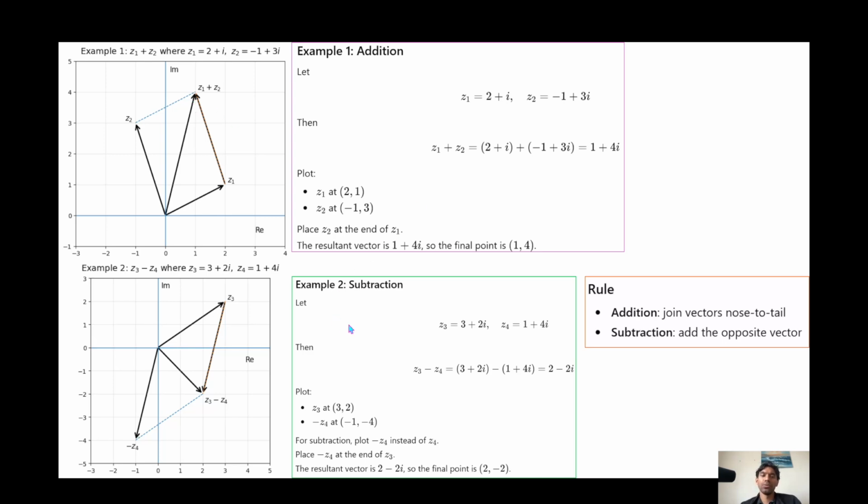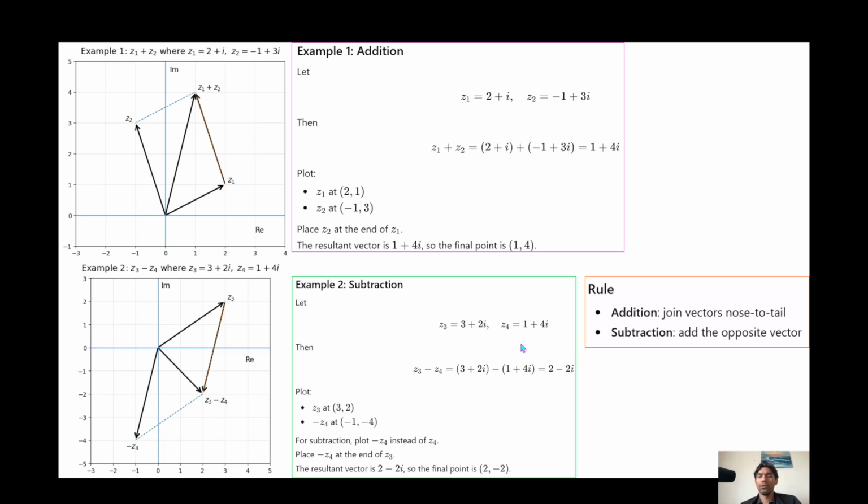For subtraction, we do something else. If we have z3 minus z4, z3 is 3 plus 2i, z4 is 1 plus 4i. In this case, instead of having z4, we have minus z4, so we end up having 3 plus 2i minus (1 plus 4i). So if we have minus 1 multiplied by 1 plus 4i, we end up with minus 1 and minus 4, and we plot that here. And we do the same thing after that. So then we place minus z4 at the end of z3, the vector z3. This will give us the resultant vector, which should be 2 minus 2i. So the final plot should be (2, minus 2).